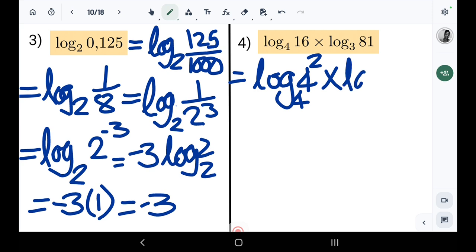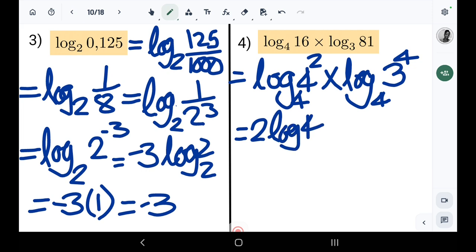Now, that is log of 81, which is 3 to the power of 4, to the base 4. Now, that is equal to 2 times log of 4 to the base 4, multiplied by 4 times log of 3 to the base 3. Sorry, I made a mistake there.